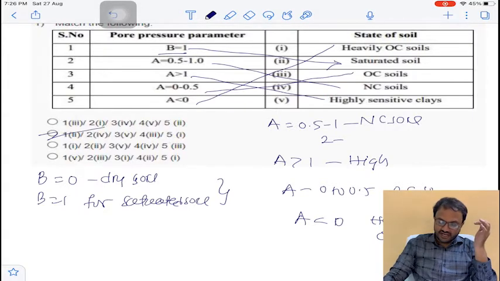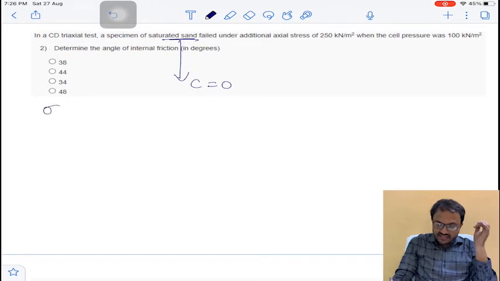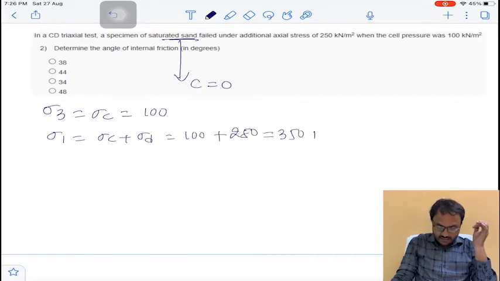Next question. In a consolidated drained triaxial test, a specimen of saturated sand, meaning cohesion c is equal to 0, is under additional axial stress of 250 kN per meter square when the cell pressure was 100 kN per meter square. That is, minor principal stress is equal to cell pressure, sigma C is equal to sigma 3, that is equal to 100. And now sigma 1 is equal to sigma C plus sigma D. Sigma C is 100, sigma D is equal to 250, so it will be 350 kilonewton per meter square.